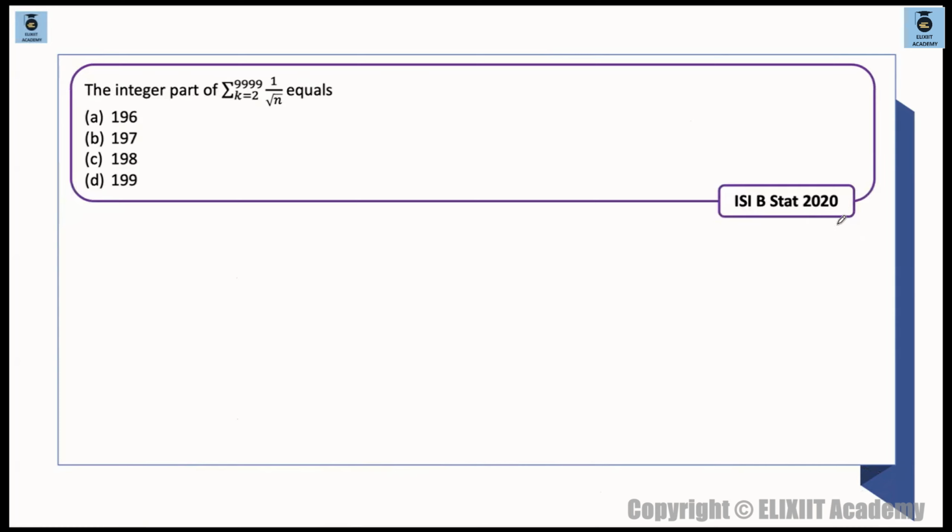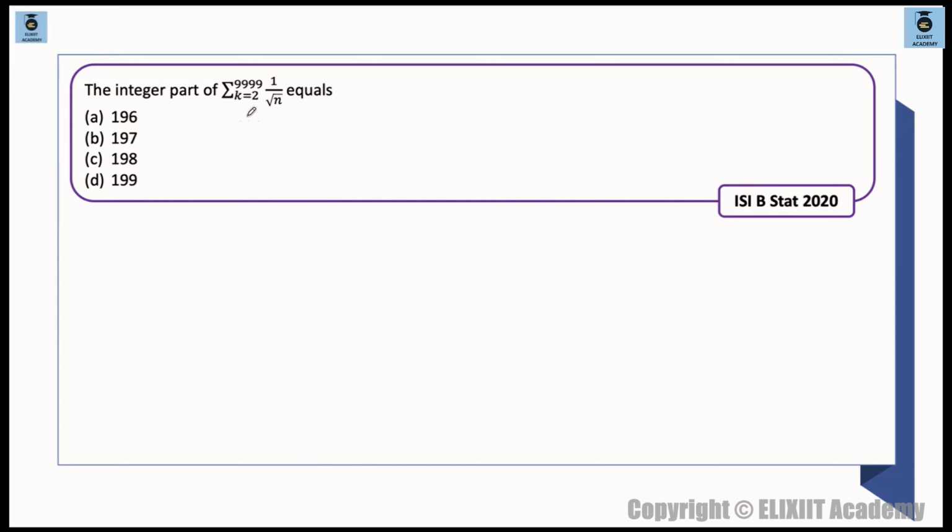Again, you will see that the question was asked in ISI BITSAT 2020. You'll see that they're directly asking for the integer part. The same question is given: integer part of summation k equal to 2 to 9,999 of 1 by square root of n is given over here, and they're asking for the integer part of this thing. So clearly the answer will be 197. If you have solved the PYQs, definitely the answer will be 197.